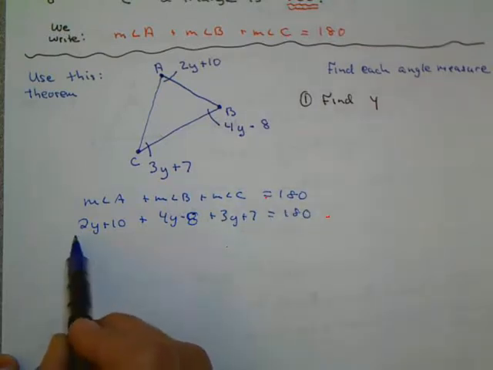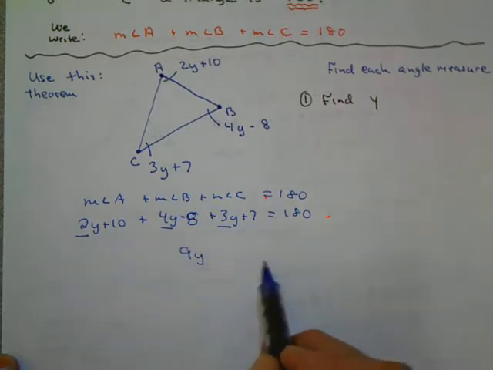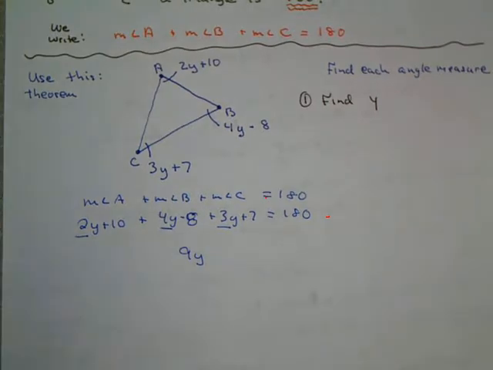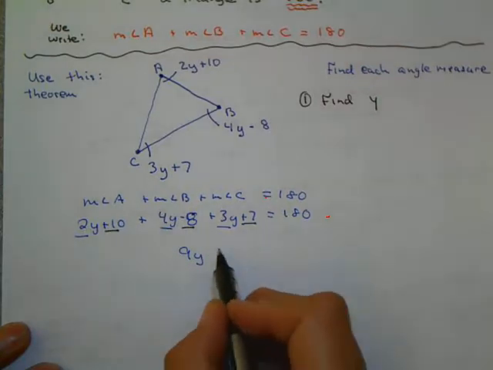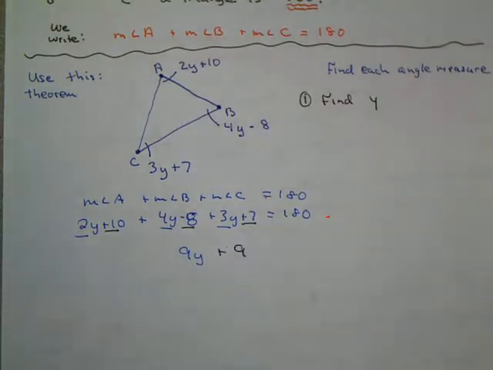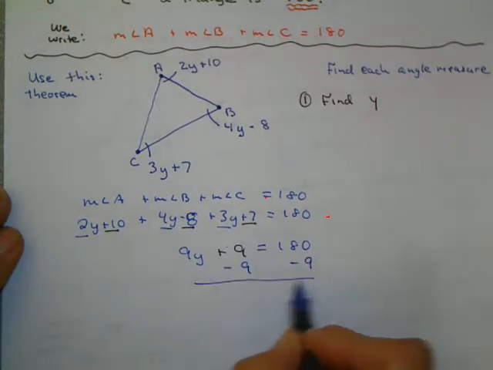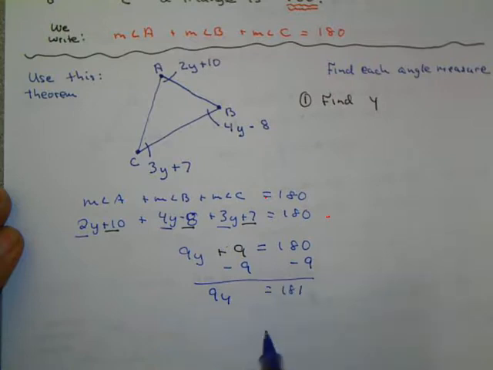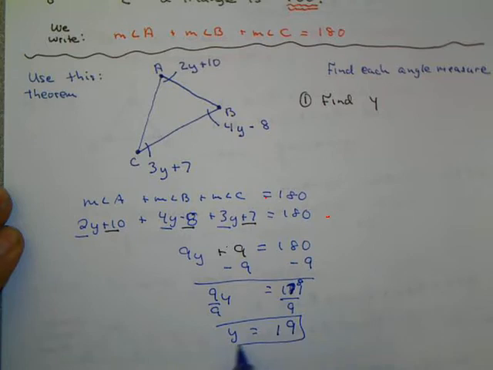Simplify, add your y terms. 2 and 4 is 6, 9y. Then add your numbers. You've got 10 minus 8 is 2, plus 7 is 9. And that's going to equal 180. Just solve it for y. Take away your 9, you get 9y equals 181. 171, excuse me. Divide by 9, and y equals, 9 goes into 17 one time with 8 left over. 9 goes into 81 9 times. So y is going to equal 19.